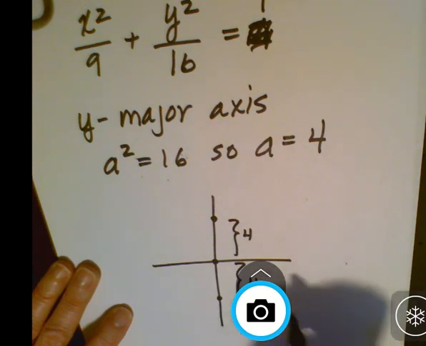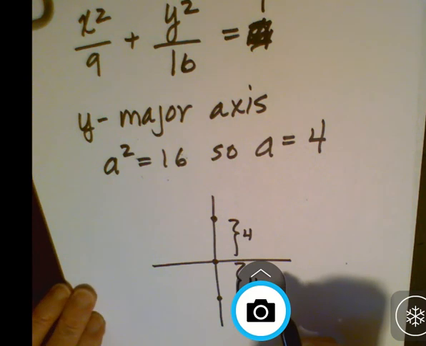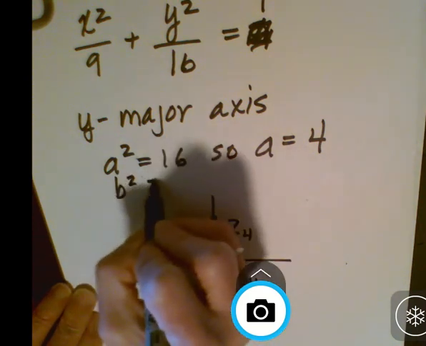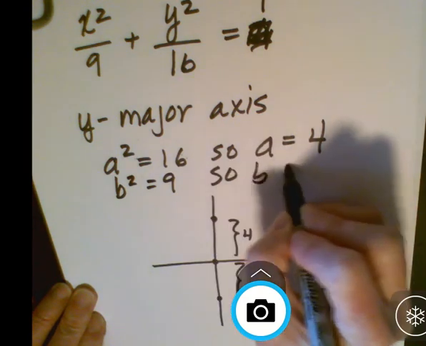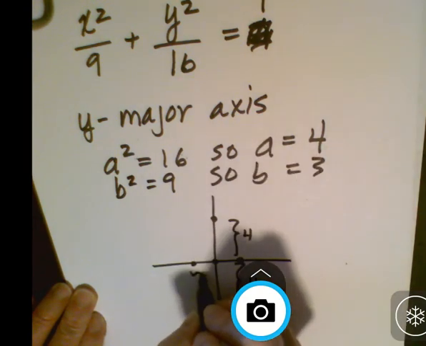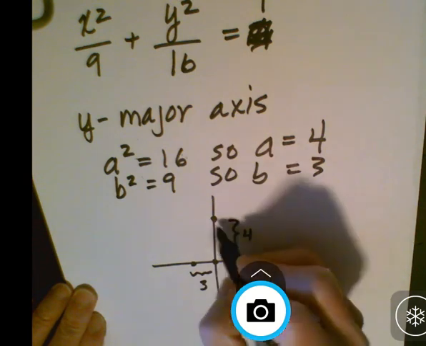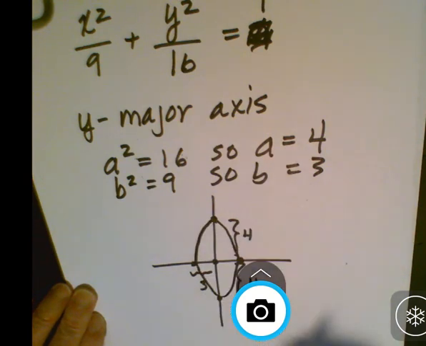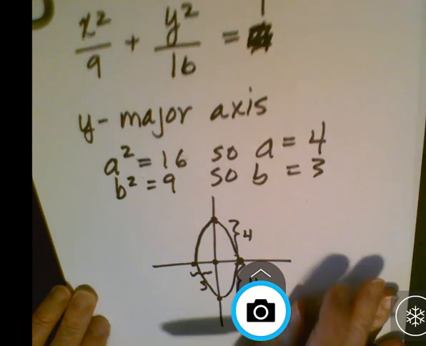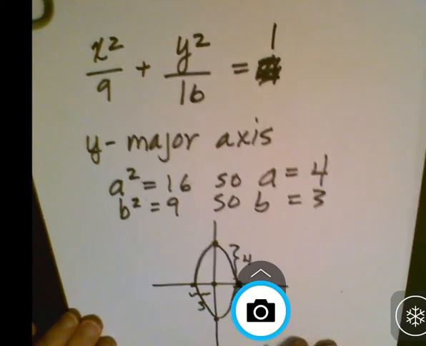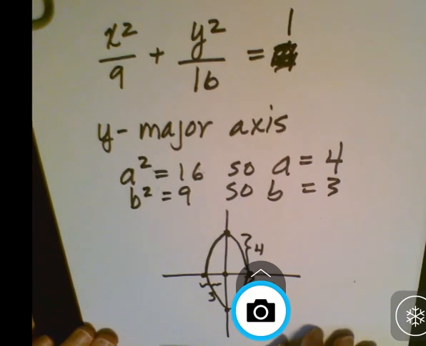Now, what if there's more than one to choose from in a multiple choice situation that have 4? Well, what's b? In this case, b squared is 9, so b is 3. So I'm going to look for the one that has this distance of 3 for my ellipse. Okay, that is the ellipse. And in the next video, we'll look at a hyperbola.